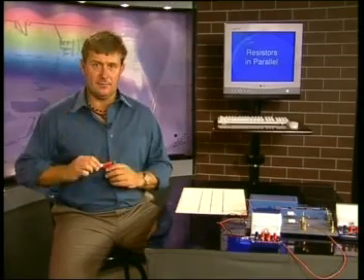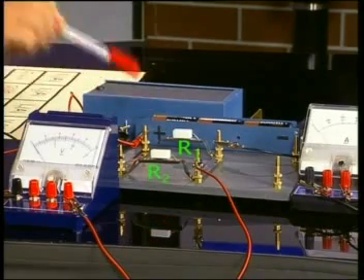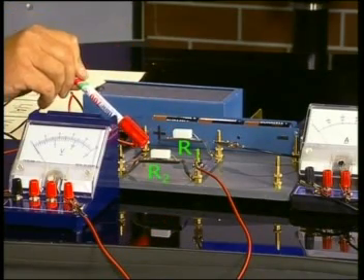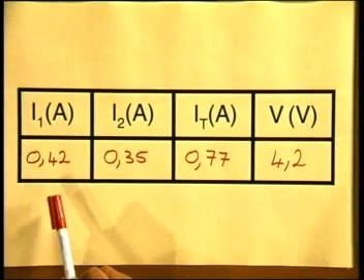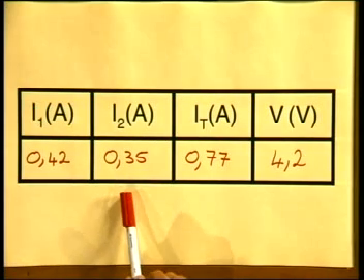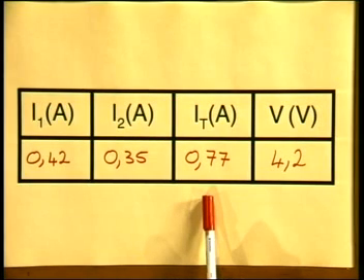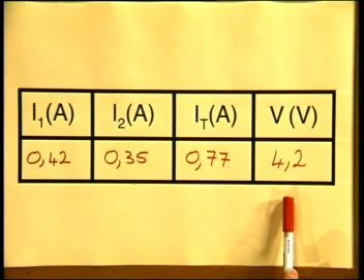Let us now investigate a circuit of two resistors in parallel. Resistor R1 has got a resistance of 10 ohms, and resistor R2 has got a resistance of 12 ohms. I've already recorded the current and voltage readings. Let's take a look. The current through resistor R1 is 0.42 amperes. The current through resistor R2 is 0.35 amperes. The total current in the circuit is 0.77 amperes. And the potential difference across the parallel combination is 4.2 volts.